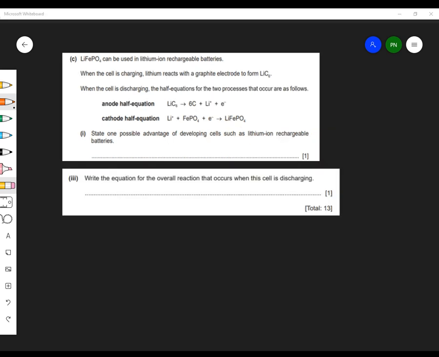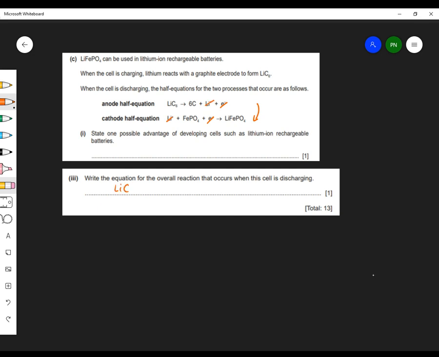It's quite a long question. Now they need an equation. Write the equation for the overall reaction that occurs when the cell is discharging. Now, all we have to do is add these two together. Obviously, the electrons are going to cancel. The lithiums are going to cancel here. Anything else? I think that's it.